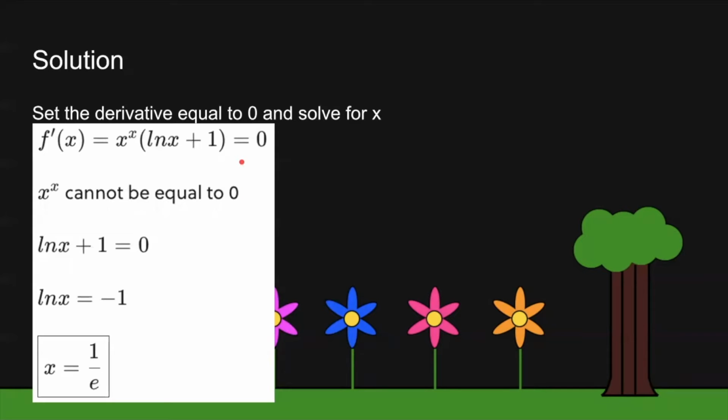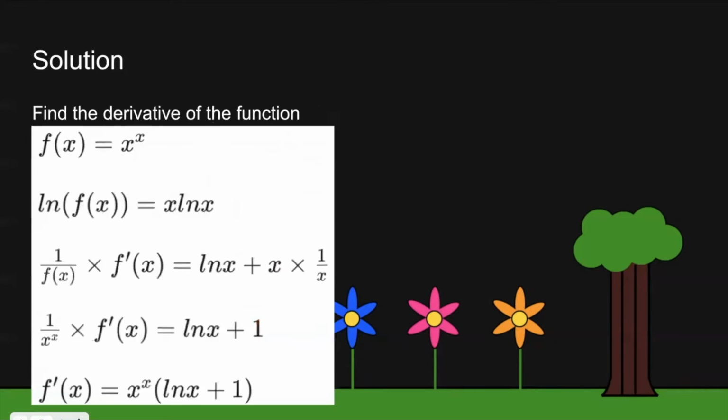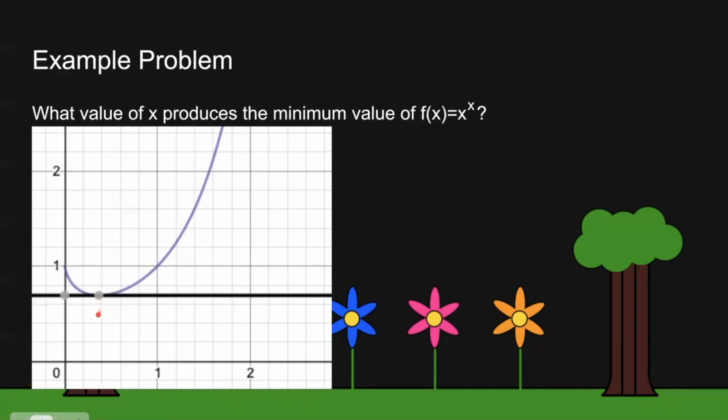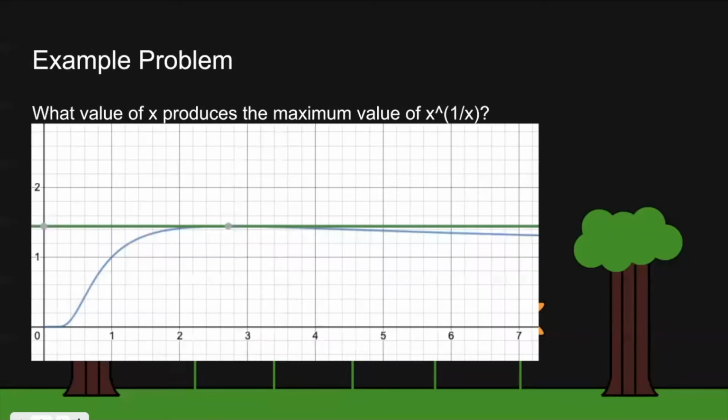All right, and then now we set it equal to 0. x to the power of x, it's not possible for that to be equal to 0. So the only possibility is ln x plus 1 is equal to 0. Solving for that, we get x equals 1 over e. Therefore, x equals 1 over e produces the minimum value of this function. So now here's a practice problem. If you want to give it a try, then pause the video here and keep watching for the solution.